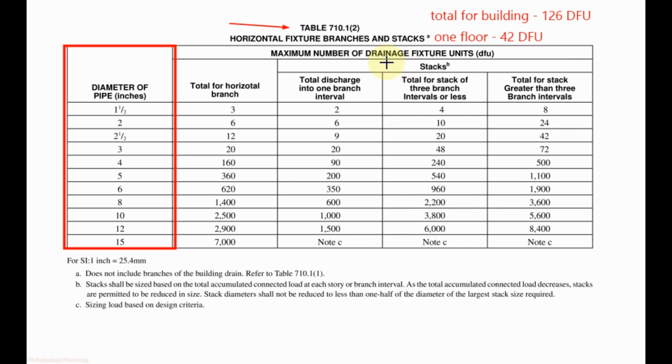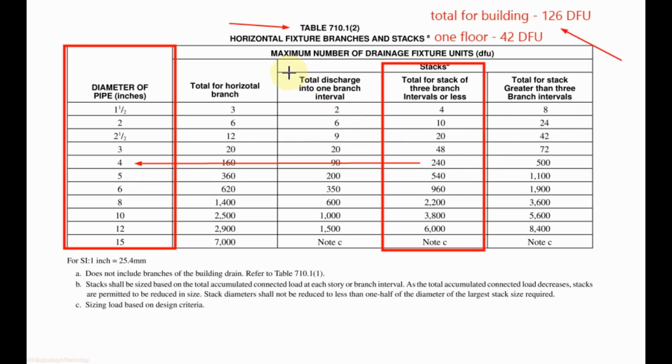As our building is of 3 floors, we will use this column to select the stack size for this building, and we have the total number of drainage fixture units for the building, 126. So we will select this row having the maximum limit of 240 drainage fixture units, and we will select the corresponding stack size, 4 inch.